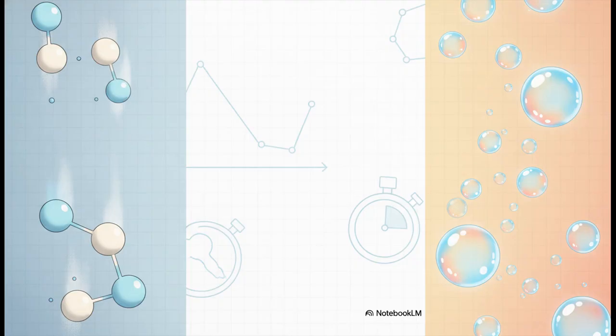So, if we are setting up a complete chemistry experiment to study this, we have to figure out a way to track it. By tracking either the disappearance of the hydrogen peroxide or the generation of the oxygen gas, scientists can calculate the precise rate constant of this life-saving reaction.